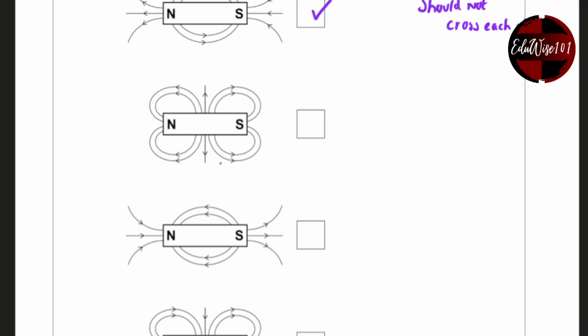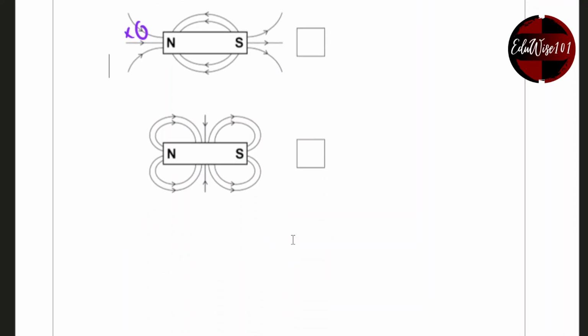As you can see here, the middle line is going out of the middle point, which is not from the poles. This is going towards the north, hence this is wrong, and that's wrong over there. And let's have a look at the fourth one, and again that's wrong because it shouldn't be flowing towards the middle.